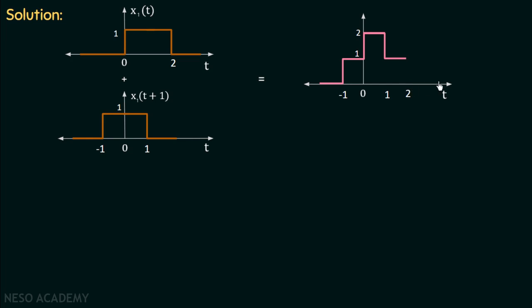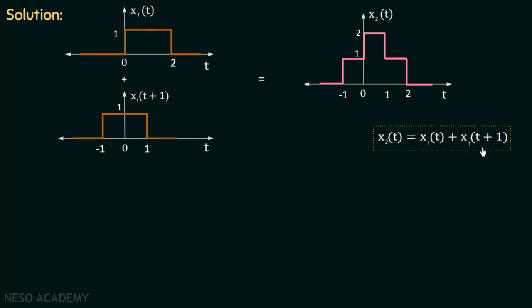And now from 2 to infinity, the value of both the functions are equal to 0. That's why the resultant value will also be equal to 0. And now we have got our final waveform after adding these two functions. If we observe this waveform, this is the waveform of x2(t). So we can say that x2(t) is the sum of x1(t) and x1(t+1). So x2(t) is equal to x1(t) plus x1(t+1).